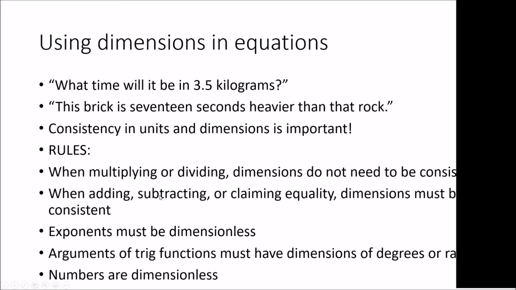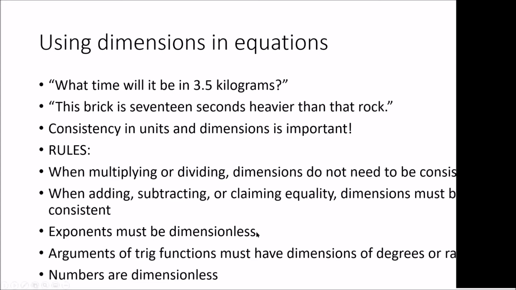But when you are adding, subtracting, or claiming equality, so like, this is equal to something else, then the dimensions must be consistent. So if you say, 5 seconds is equal to 2 seconds plus 3 seconds, yep, that's good. If you say that 5 seconds is equal to 2 seconds plus 3 kilometers, that's bad. That does not make any sense. So make sure that your equations are consistent in that way.